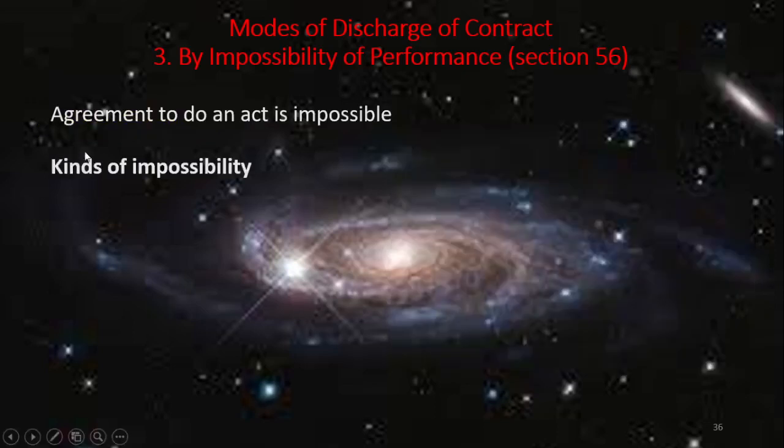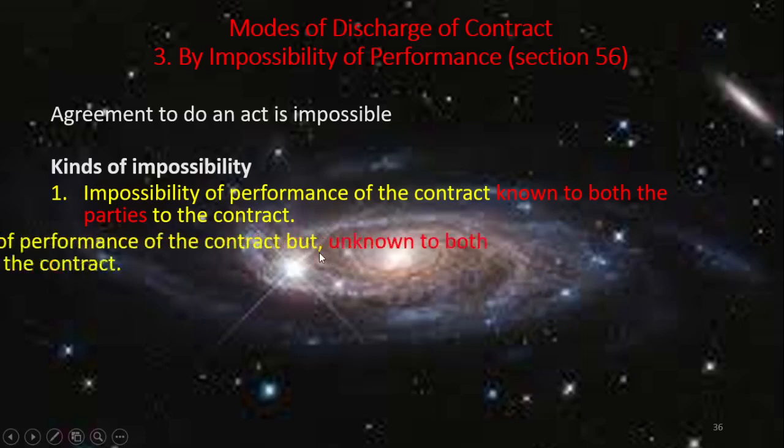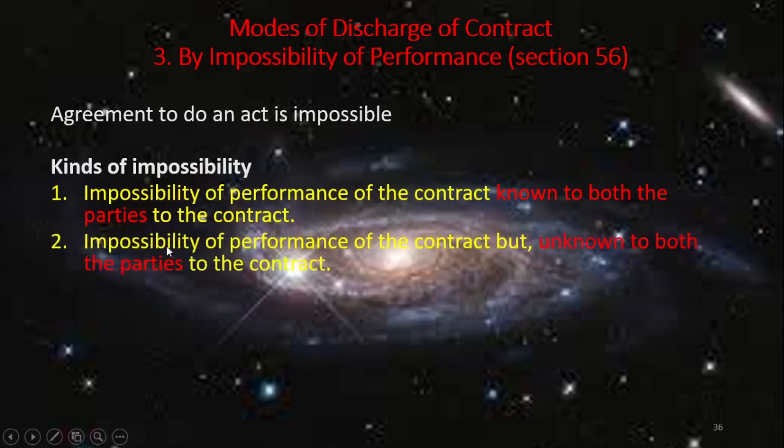And the next one, kinds of impossibility. So, there are various kinds. Impossibility of performance of the contract known to both the parties to contract. So while entering into contract, both the parties are aware that the contract cannot be performed. And the second one, impossibility of performance which is not known to parties to contract. They were innocent regarding the impossibility of contract.